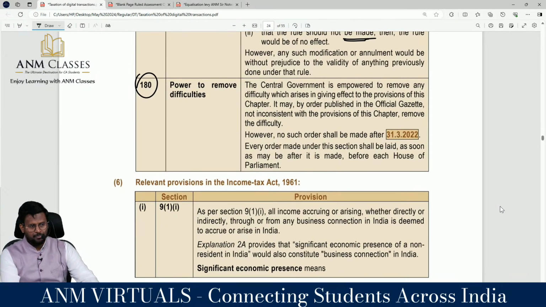Power to remove difficulty. If possible, please remove the difficulty by deleting this chapter.